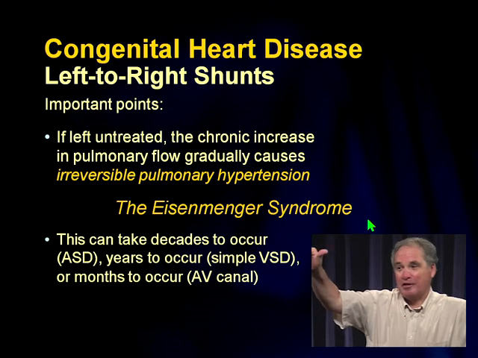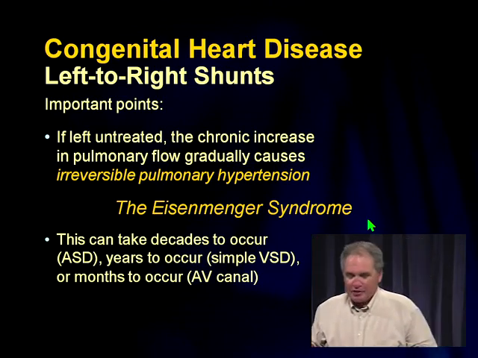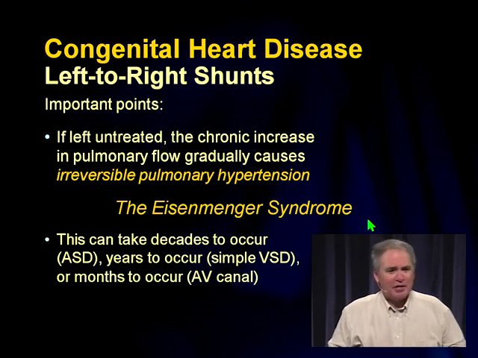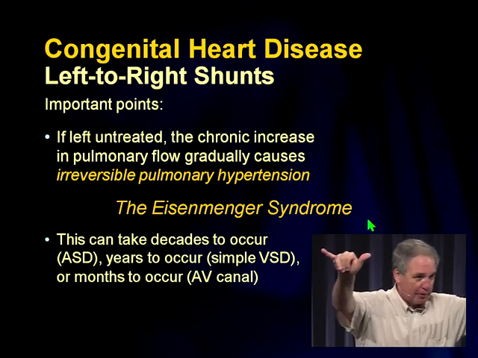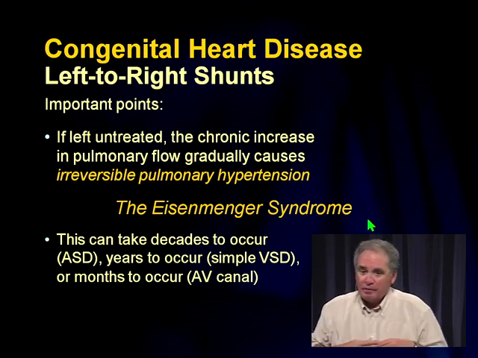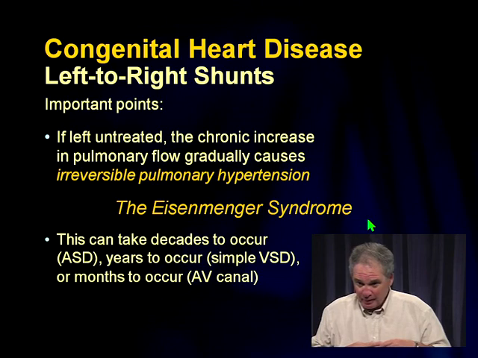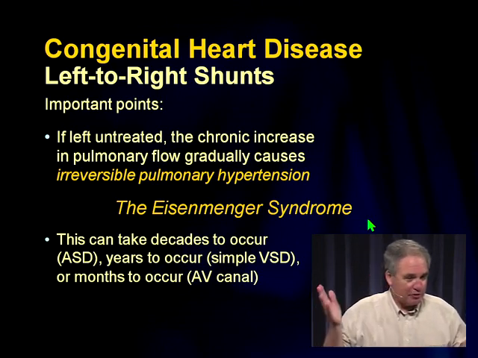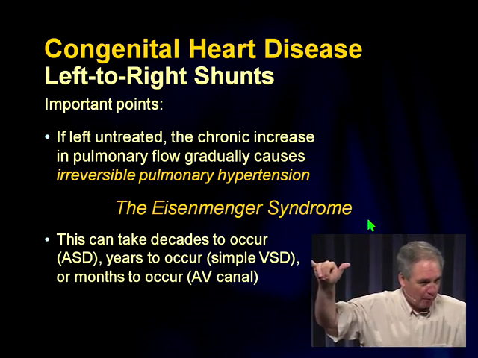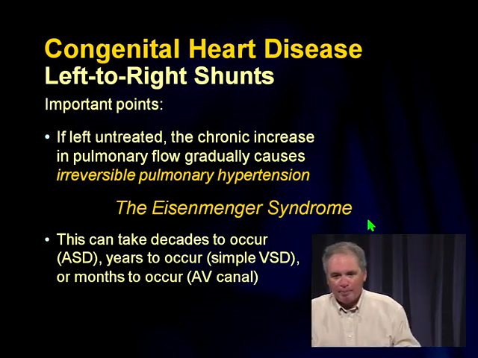Never forget this. Very high yield. This can take decades to occur. So people with ASDs get this in about 2, 3, 4 decades. Simple VSD, it can happen in years. And in the AV canal, the Down syndrome children, 3, 4, 5, 6 months, a year, done, finished. That's why we operate on them so early. We'll talk about that later. So that's an important page to keep in mind.